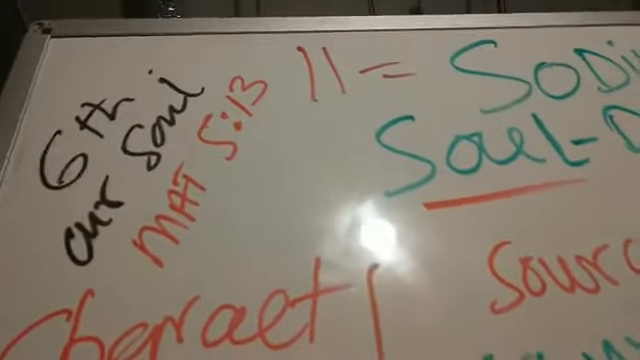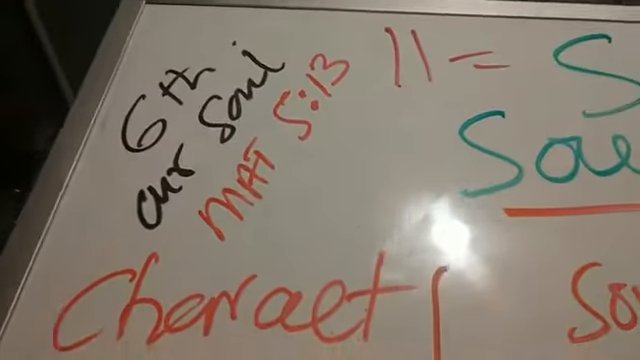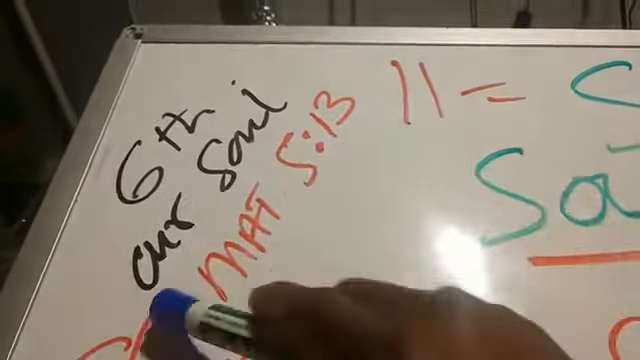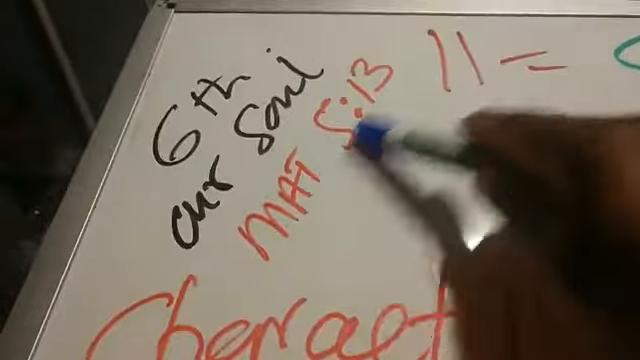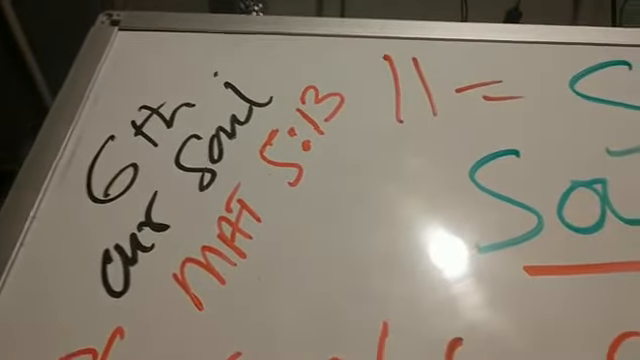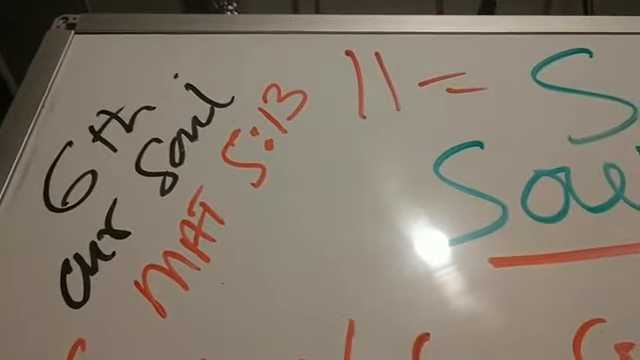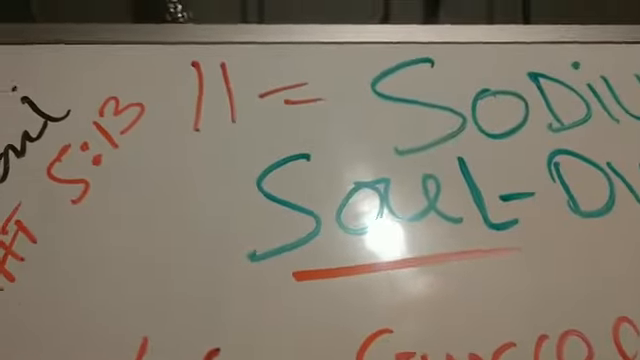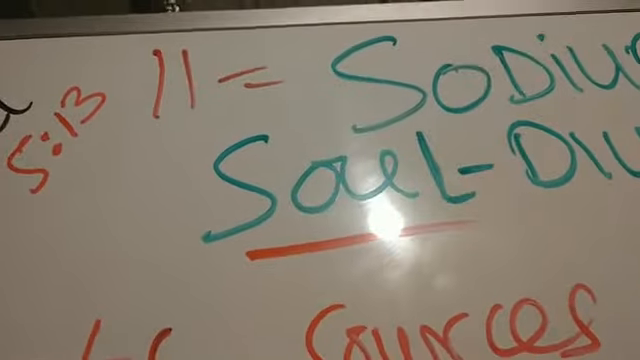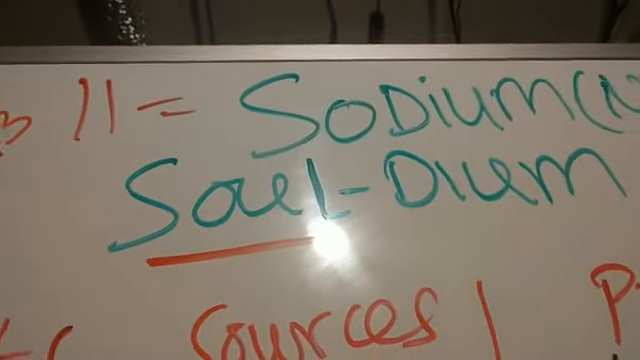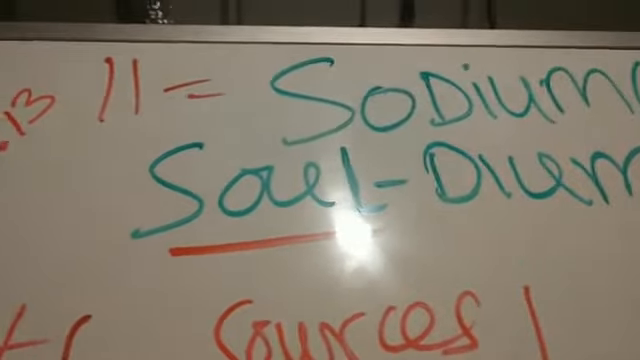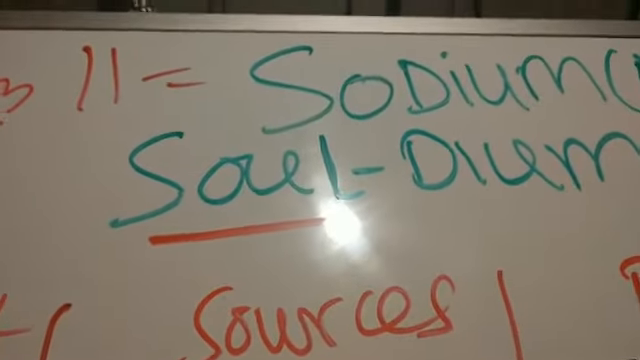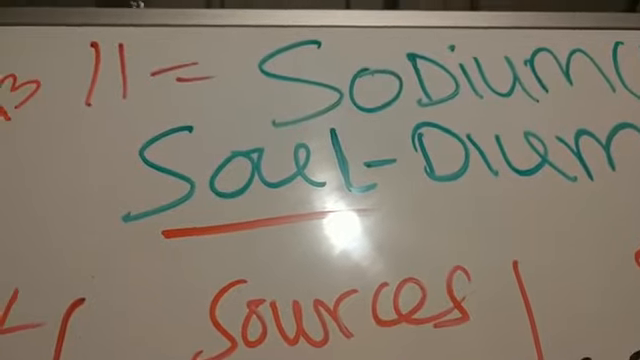Now, sodium is the sea's most abundant element in our system, and it's our soul, because the Bible says in Matthew chapter 5 verse 13 that we are the salt of the world. The salt is the soul, and sodium is all about salt. The most abundant salt that you use in your kitchen is sodium chloride. The symbol is Na. I'm just taking you to a more practical way of explaining things.